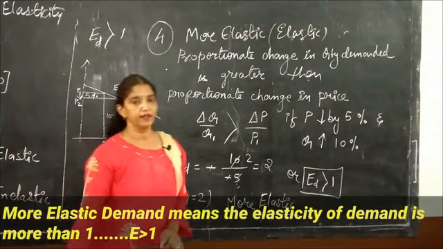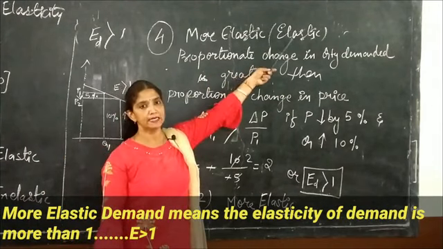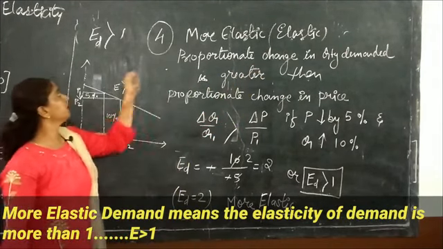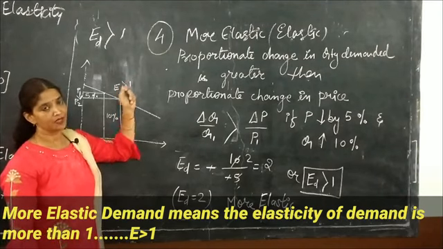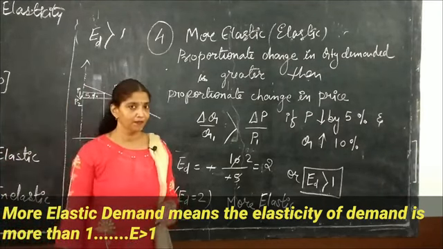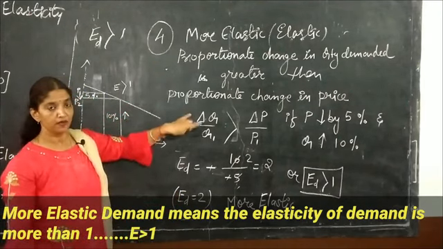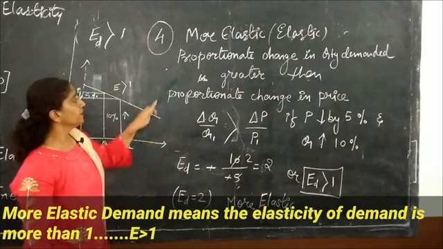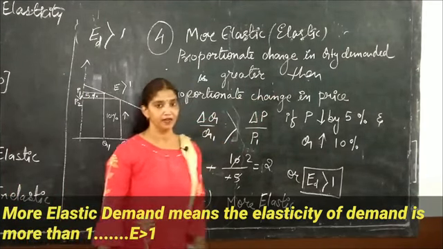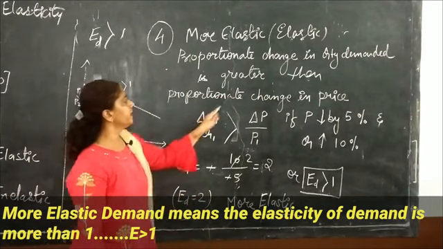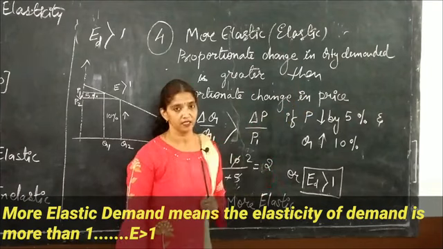The fourth degree is about more elastic demand or elastic demand. In this condition, elasticity of demand is greater than 1. But let me clear one thing, that it is possible only in this condition, and the condition is the proportionate change in quantity demanded should be greater than the proportionate change in price of the commodity.